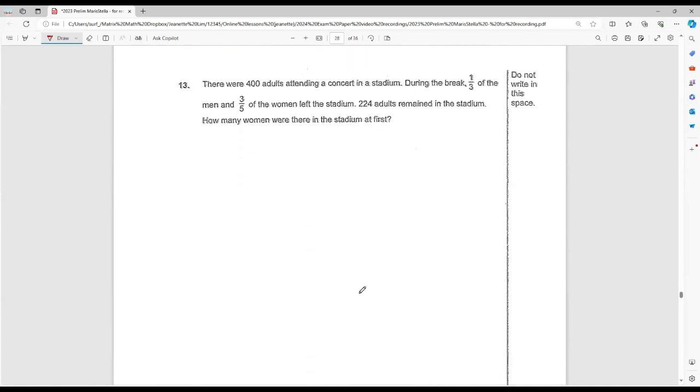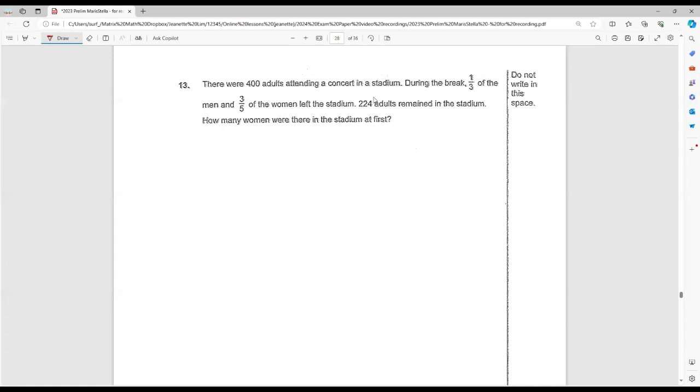Question 13. There were 400 adults attending a concert in a stadium. During the break, 1/3 of the men and 3/5 of the women left the stadium. 224 adults remained in the stadium. So how many women were there in the stadium at first?